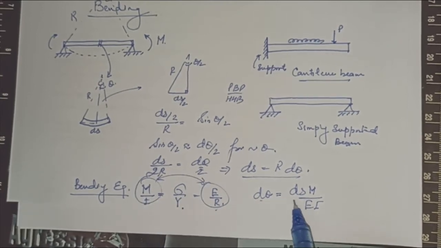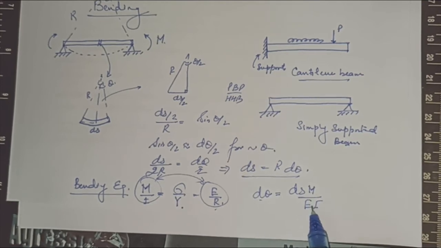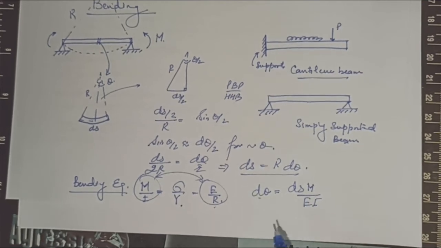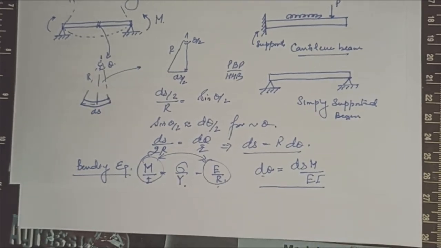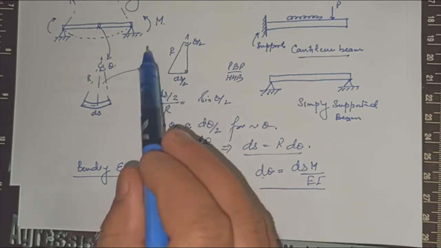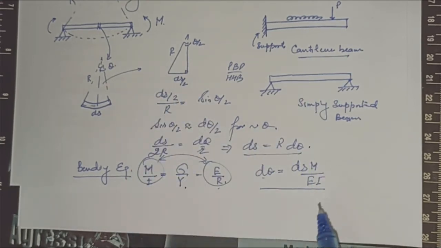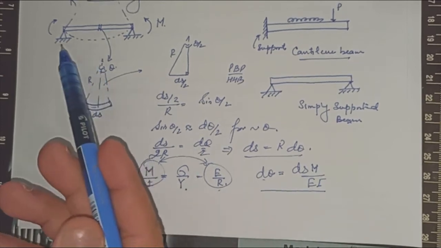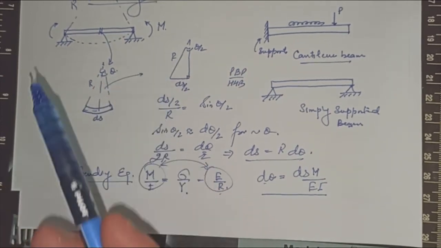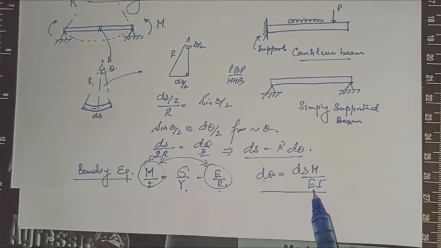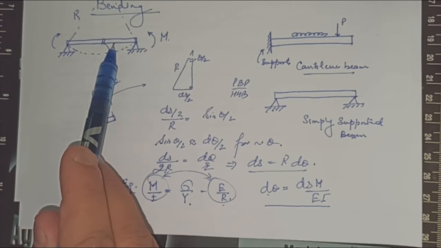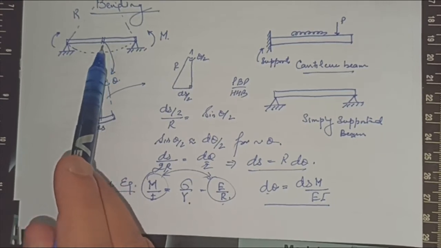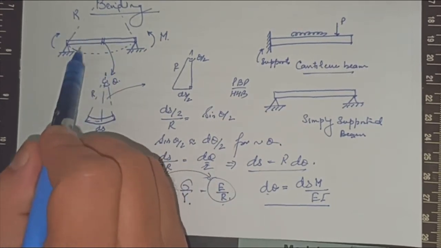Correct? d theta equals M ds upon EI. Now look at this, very important. All this has been done to obtain this. M is a moment, the applied moment. Whatever you apply will be shown here. E is the modulus, irrelevant. I is a structural property, and it will be different for different beams. I usually depends upon the cross section of the beam.